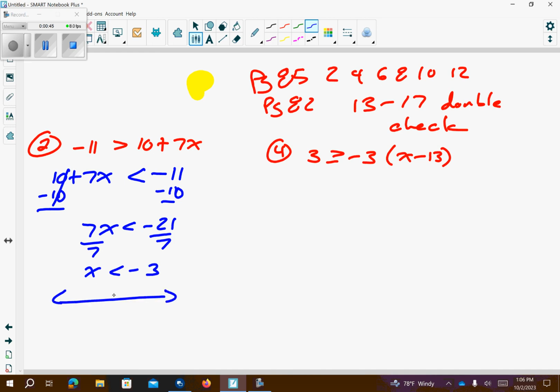So on a number line, it looks like this. Negative 3 is down here. Open dot going this way to infinity, or negative infinity. So negative infinity to negative 3, soft bracket.